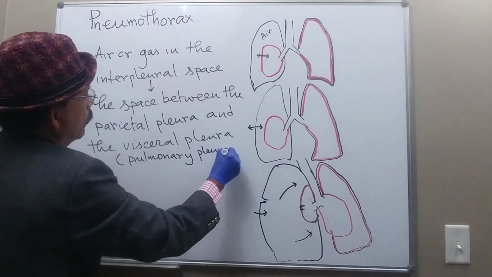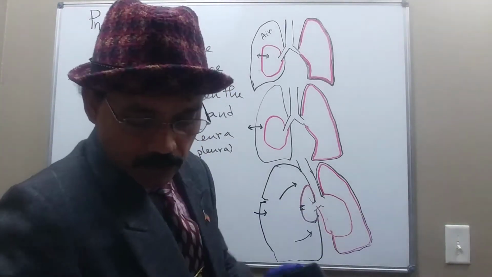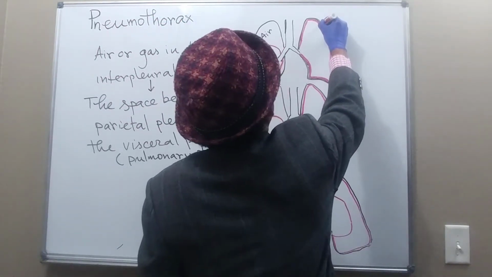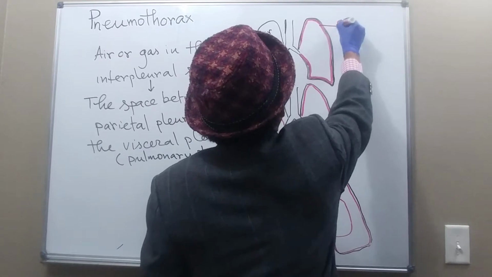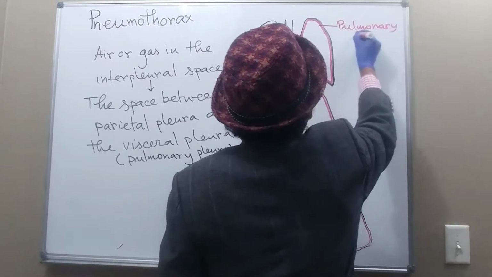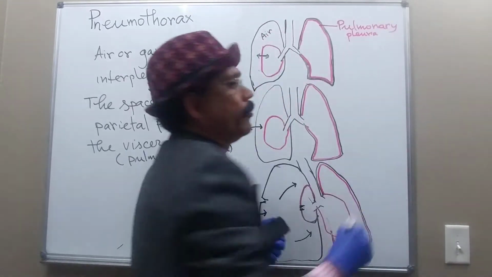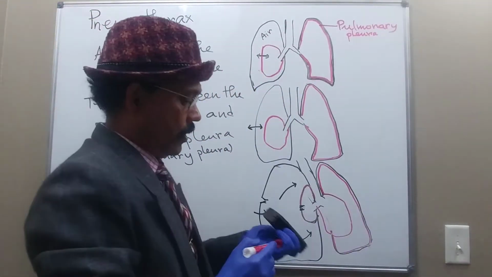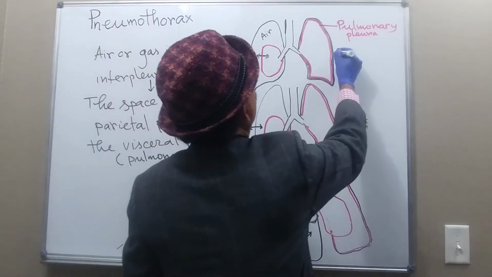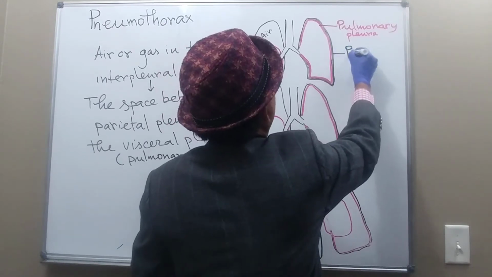Okay, we got it. So what is the pulmonary pleura? Pulmonary pleura is the red line here. This red structure is the pulmonary pleura or visceral pleura. Same thing. And what is the parietal pleura? This is the parietal pleura. The black one is the parietal pleura.